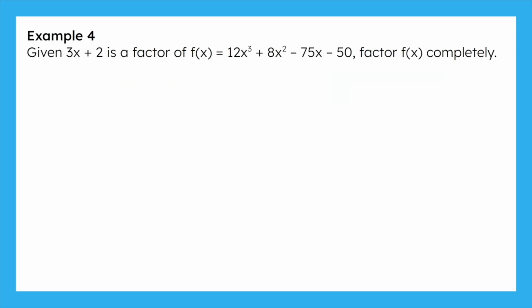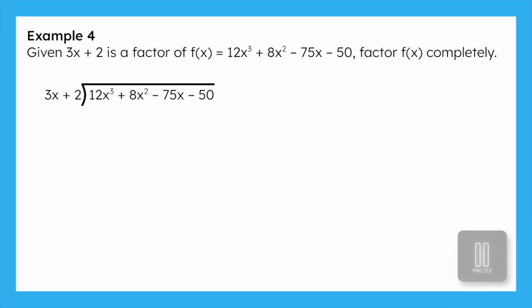Given 3x plus 2 is a factor of f of x equals 12x cubed plus 8x squared minus 75x minus 50, factor f of x completely. Since 3x plus 2 isn't in x minus c form, we're going to need to stick with long division here. But I think you're ready to try this example on your own. Pause the video and do this example in your guided notes.